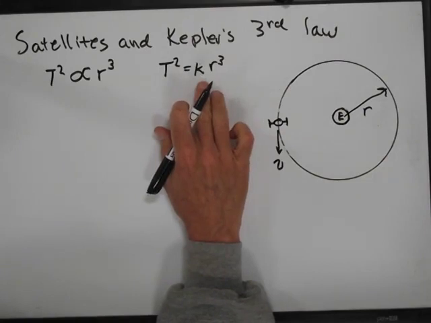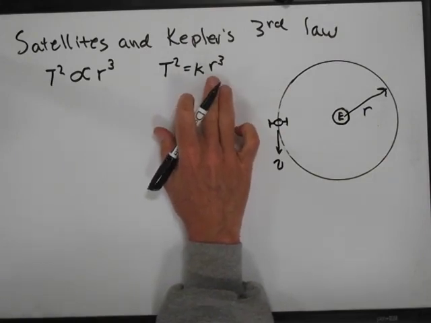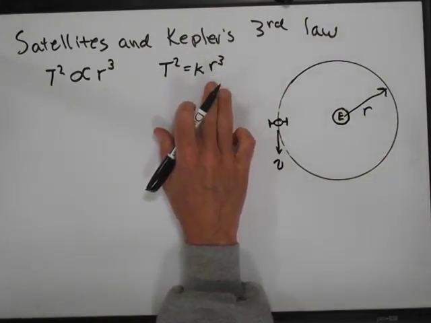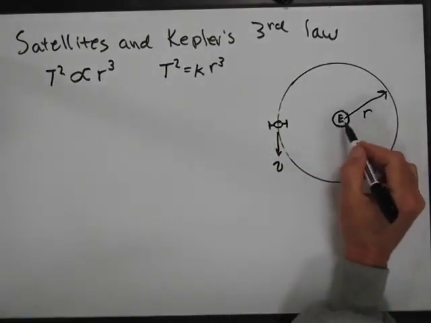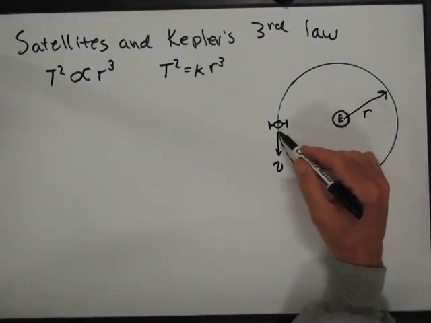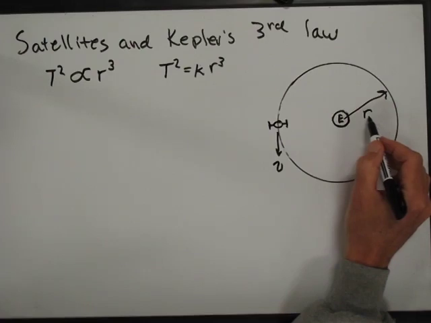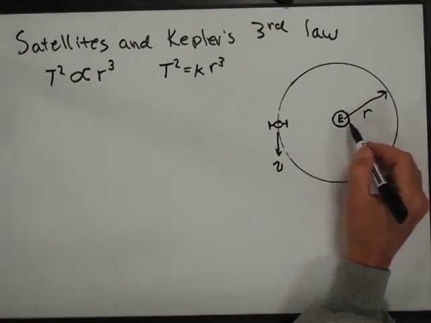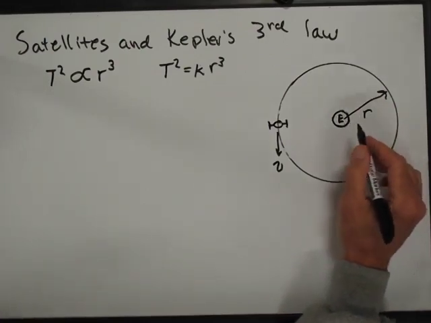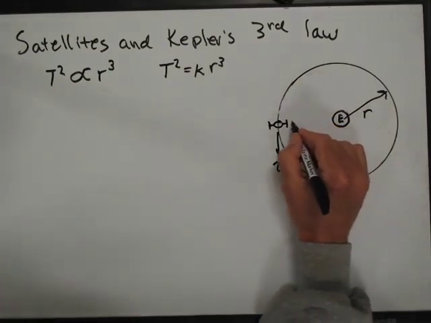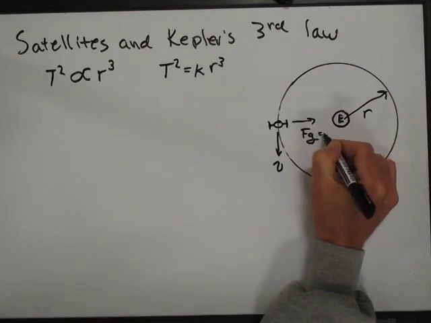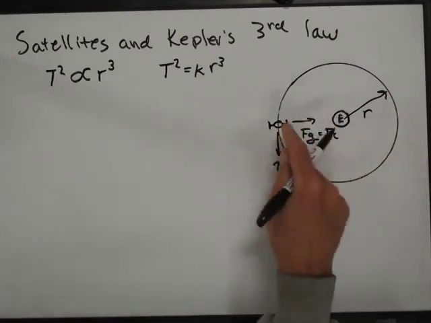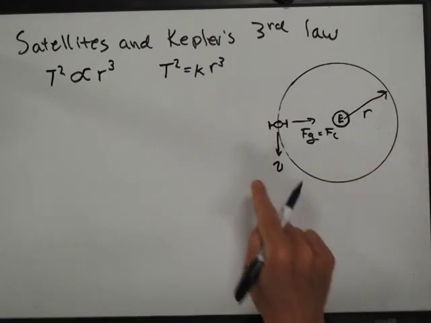So the period squared is equal to some constant times the radius cubed, and we're going to show this using Newton's laws. Here's our satellite. Say it's orbiting the Earth, but it could be orbiting any planet, or a sun or something. It's traveling in a circular orbit with speed v at radius r from the center of the planet, right? And so we know that there's a force of gravity going this way. And this force of gravity is the centripetal force, right? It's the force that keeps the thing going in a circle.